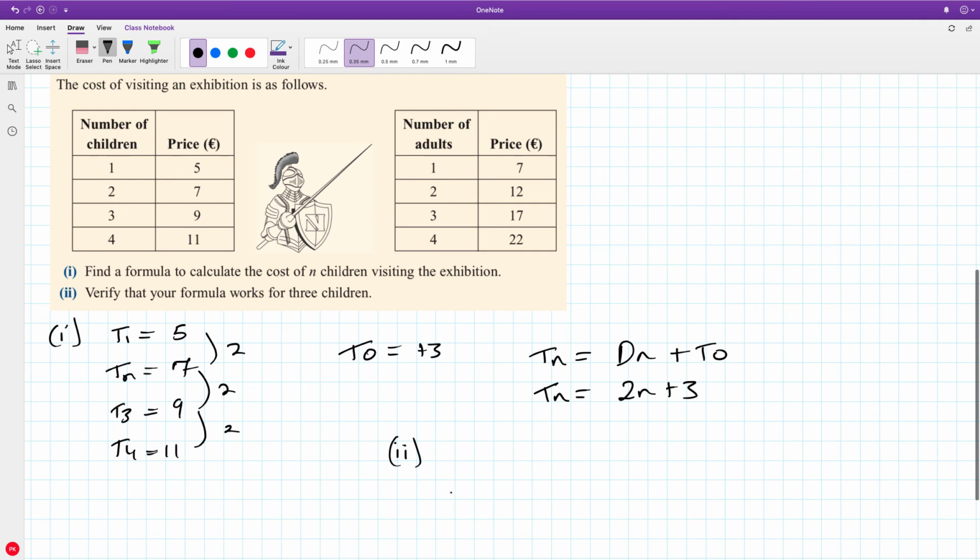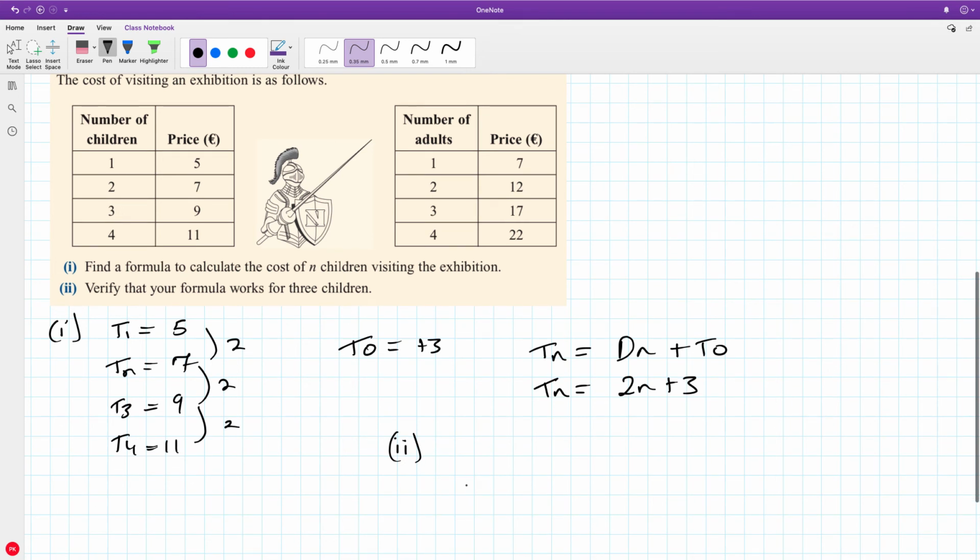You going to help them out, Grace? What are you going to do? Good girl, exactly. We find T3. So we say 2 times 3 plus 3. What's 2 times 3 plus 3? 9. If we go back up here, 3 children cost 9. The same if they ask you to verify for 4, Dermot, what do you reckon you do? Put in 4. Exactly, perfect, lad.